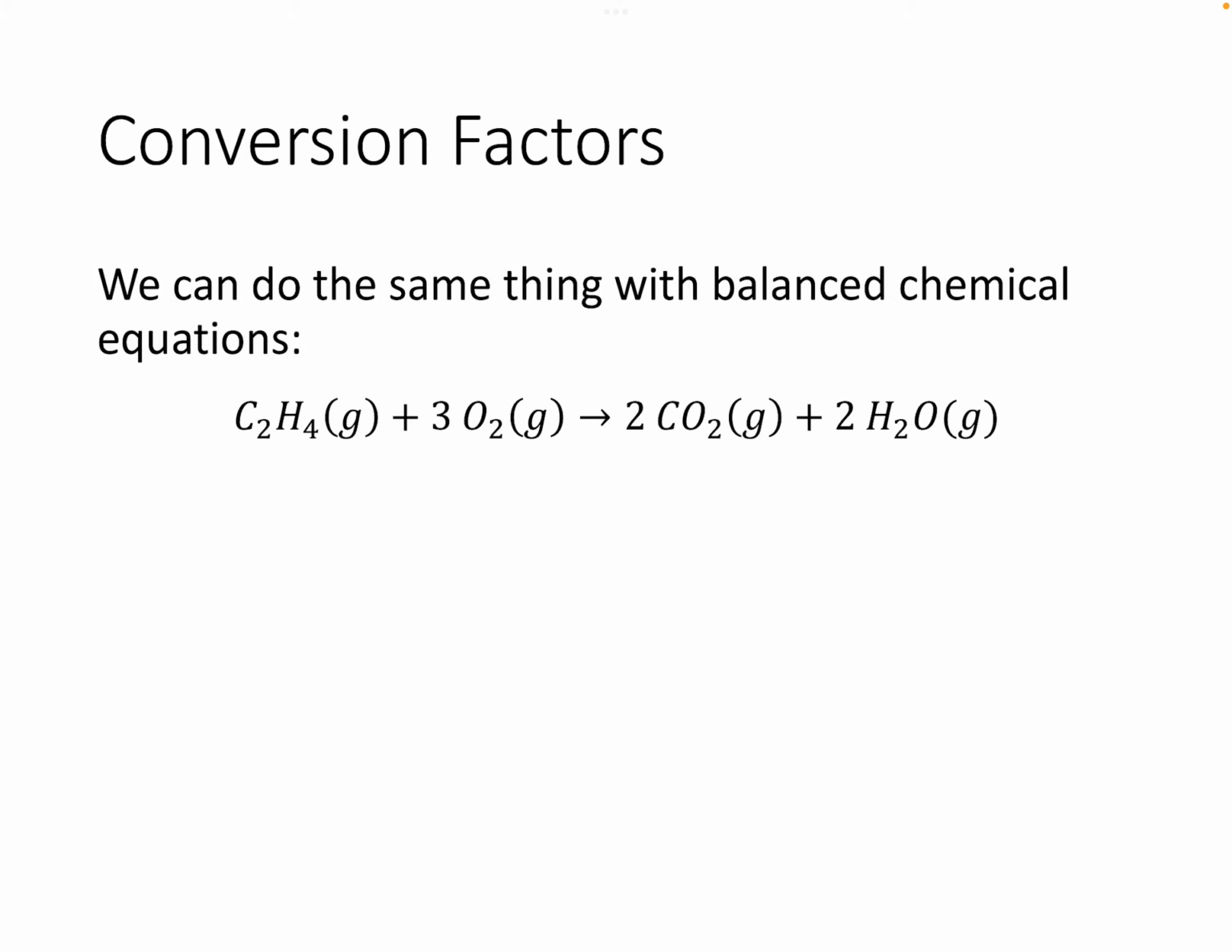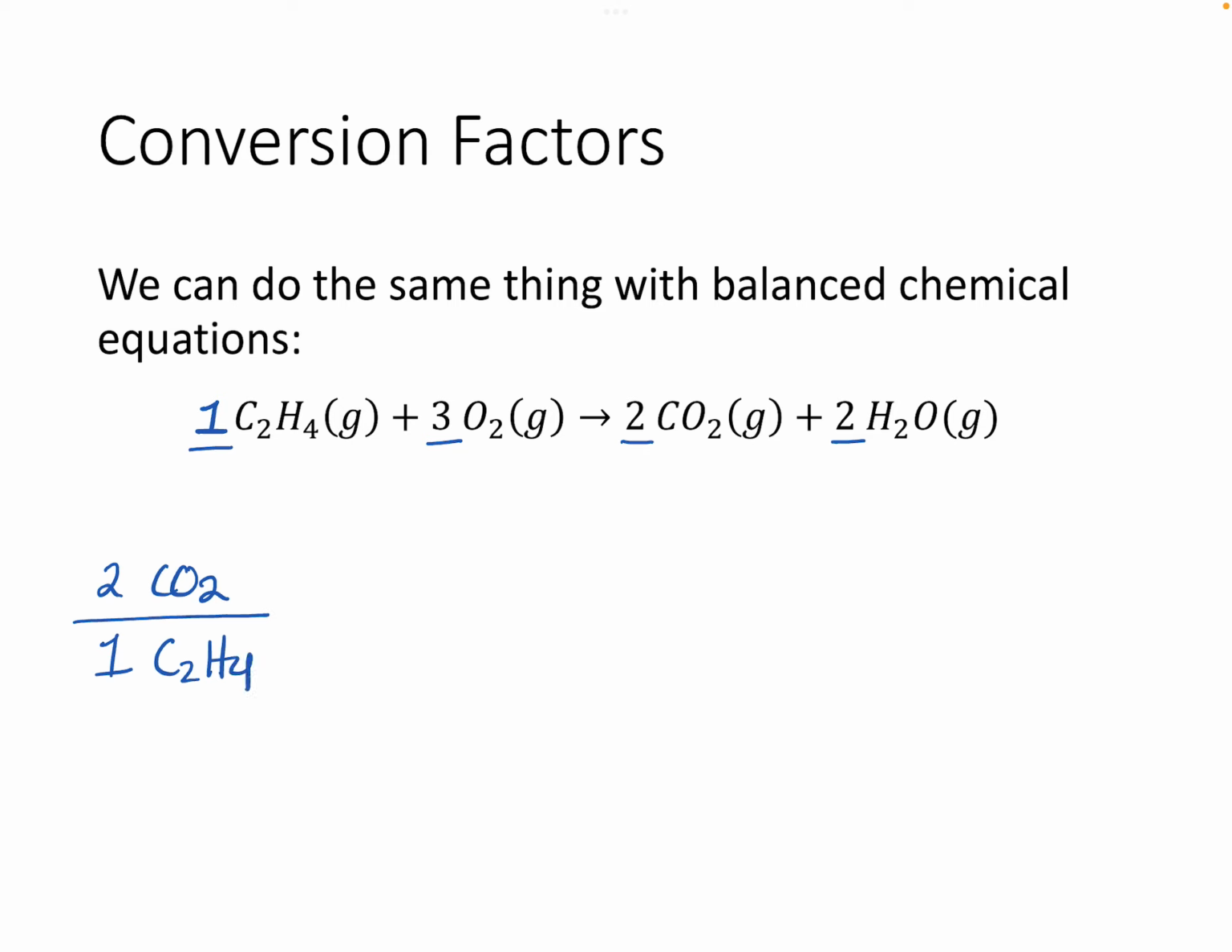All right, so we can do the same thing with our balanced chemical equations. So this is the equation we balanced earlier between C2H4 and O2, and that produced CO2 and H2O. But we can see the ratio here is 1 to 3 to 2 to 2. So we can set up conversion factors for pretty much anything we want. For example, we could say, okay, there's 2 CO2 molecules that form for every 1 C2H4 molecule.